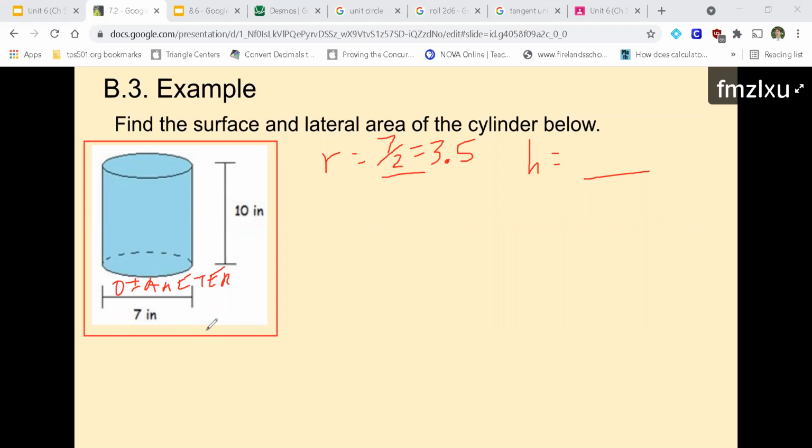That makes sense? That's the only thing that messes people up. Diameter is the whole length across from edge to edge. But remember, radius is center to edge. It's half the length. So if they give you the whole length across, you only have to do half. If they give you half the length across, then that's the radius.